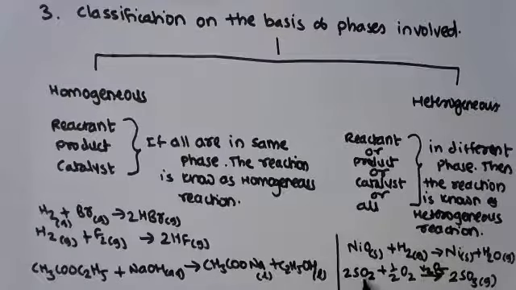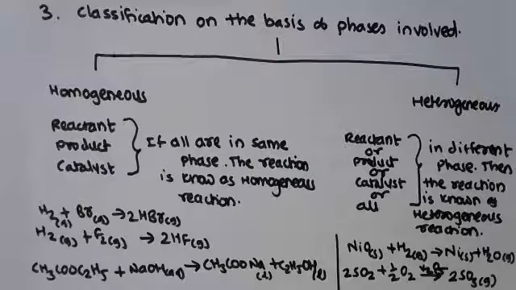So here sulfur dioxide is gas, oxygen is gas, sulfur trioxide is also gas, but since the catalyst is in a different phase, vanadium pentoxide, it's a solid, and therefore it is an example of heterogeneous reaction. Likewise, you must have seen ammonia manufacturing, ammonia synthesis. It is an example of heterogeneous reaction.